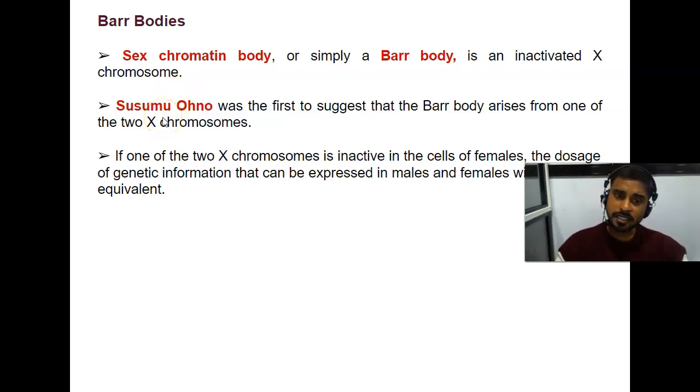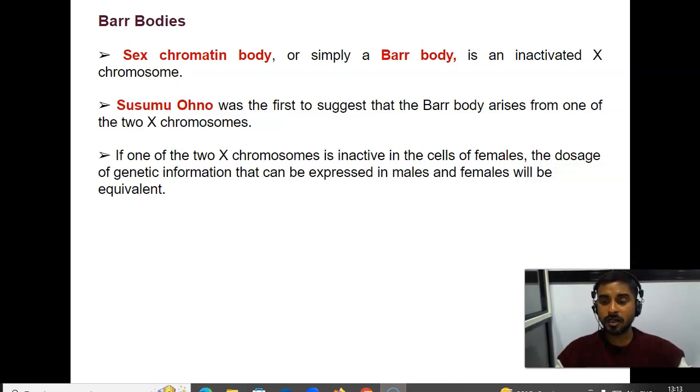Shamshu On is one of the scientists who found out, and first suggested, that the Barr body arises from one of the two X chromosomes present in the female. If one of the X chromosomes is inactive in the cells of the female, the doses of genetic information that can be expressed in the male and female will be equivalent.